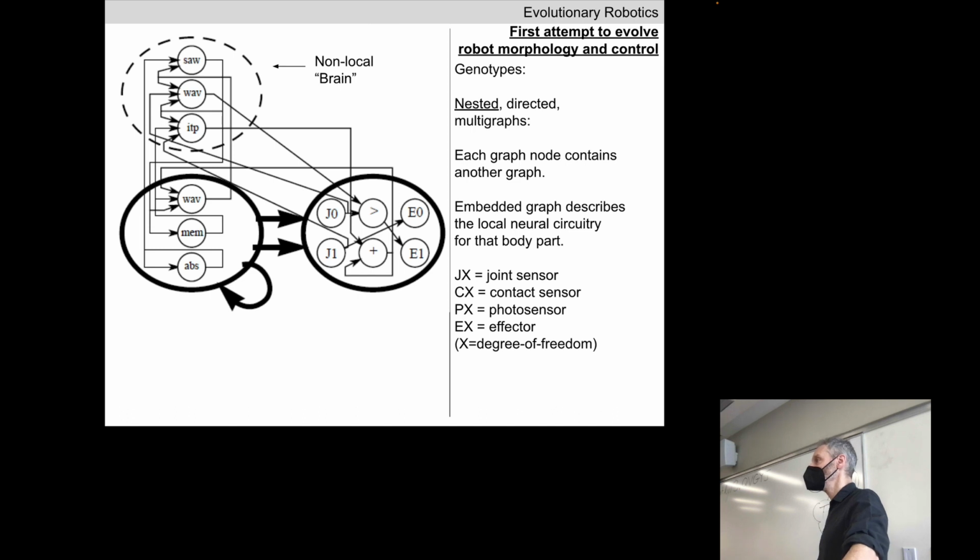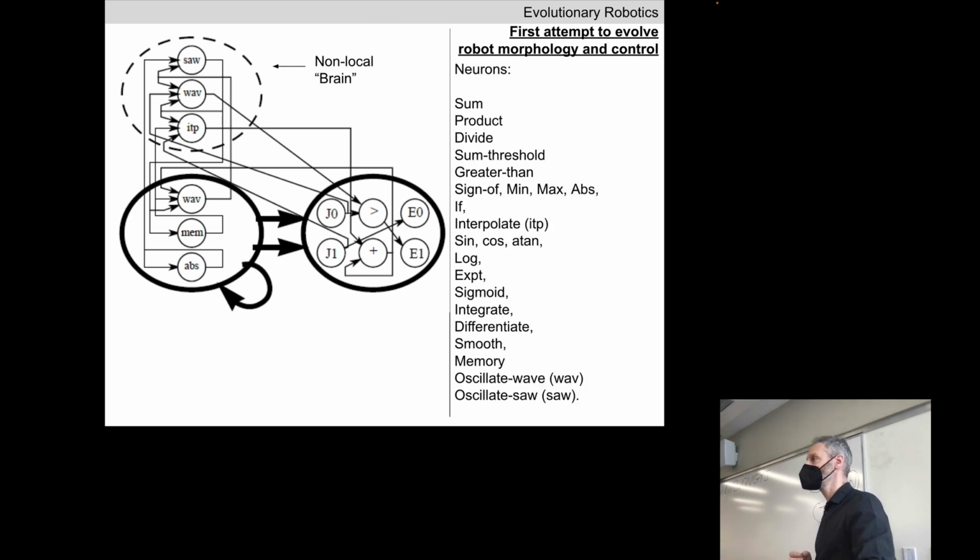Question? So this is pulling from a pool of already existing activation functions, or? There's a pool of existing activation functions. This is them. And so does it change the actual function itself, or just which one it uses? Which one it uses.